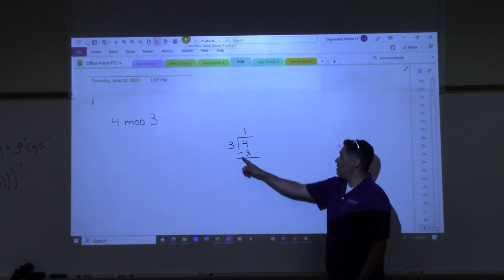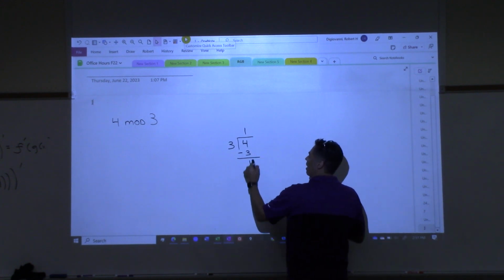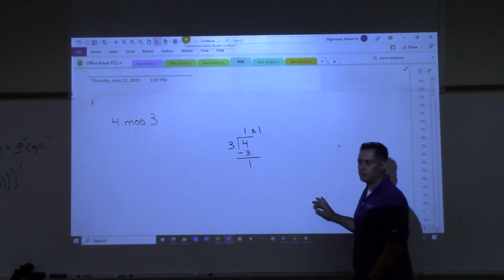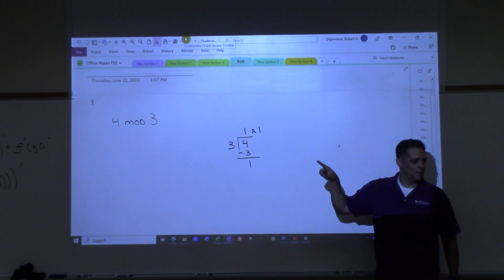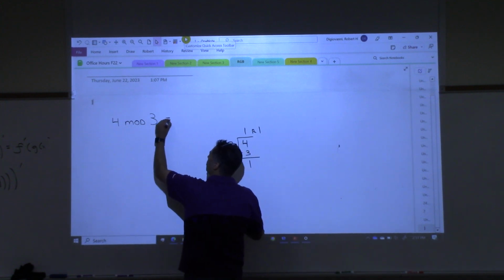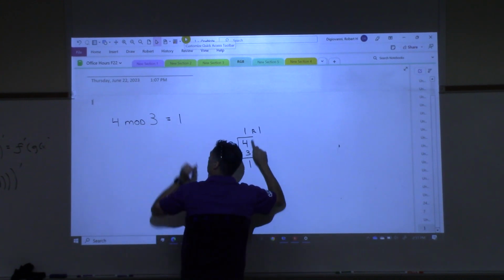And then if you wanted to keep going, you could do decimals. But back in elementary school, you would say, okay, that's your remainder, right? So you put R1. Remainder 1, right? So 4 mod 3 is equal to whatever remainder you get here. So if our remainder here is 1, the answer is 1. All right?